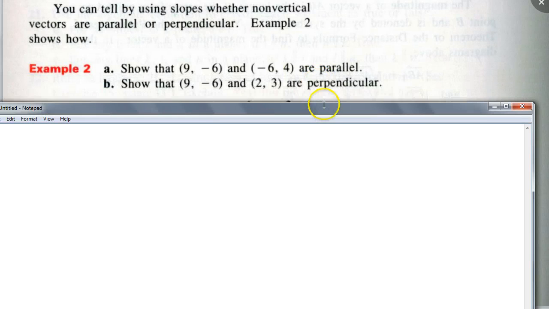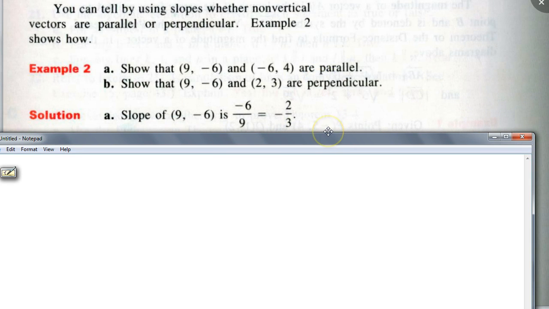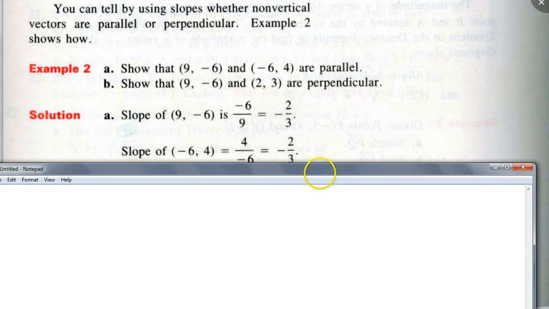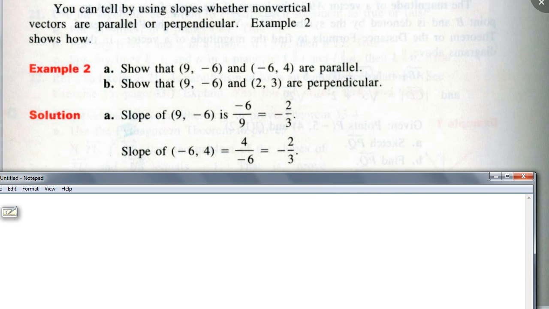So we got the slope of the first one is negative 2/3, because it's negative 6 over 9. What about the other one, (-6, 4)? What's the slope of that vector, Emily? Negative 2/3 again. Why? Because 4 over negative 6. That's what we're trying to show, that they're parallel. And they both have the same slope, right? Does that make sense, guys?